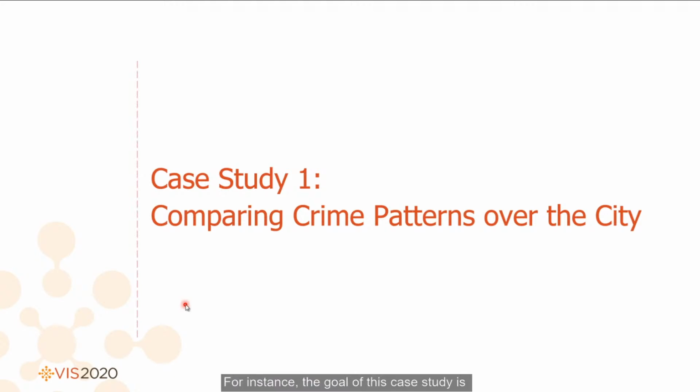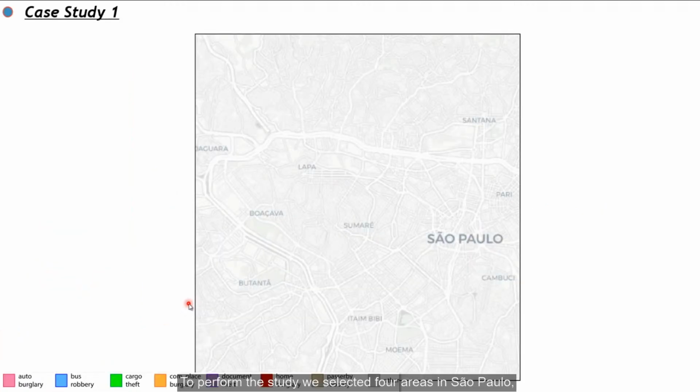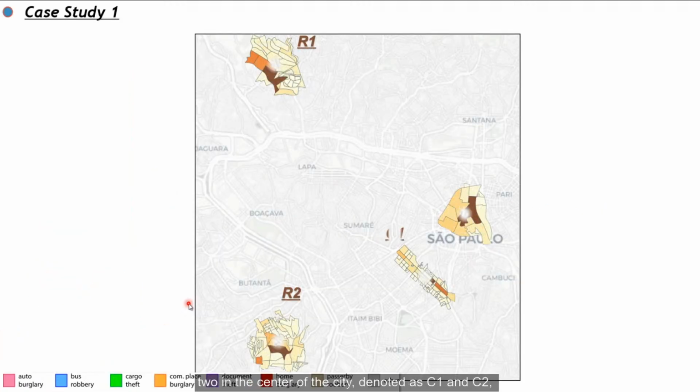For instance, the goal of this case study is to analyze patterns of crimes in different regions of the city, in order to understand how they change according to urban characteristics. To perform the study, we selected 4 areas in São Paulo, 2 in the center of the city, denoted as C1 and C2, and 2 in residential areas pointed as R1 and R2.